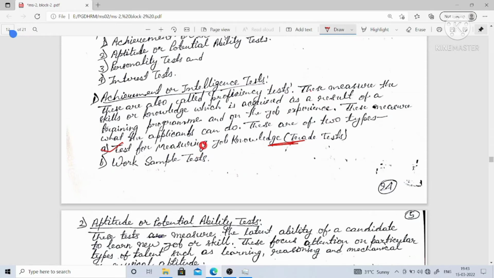Here a part of the job, or we can say similar skills which are required for the job, are copied, and those skills or behaviors are used to test whether the person or the candidate is able to behave accordingly, or is able to use a skill according to the job requirement or not.